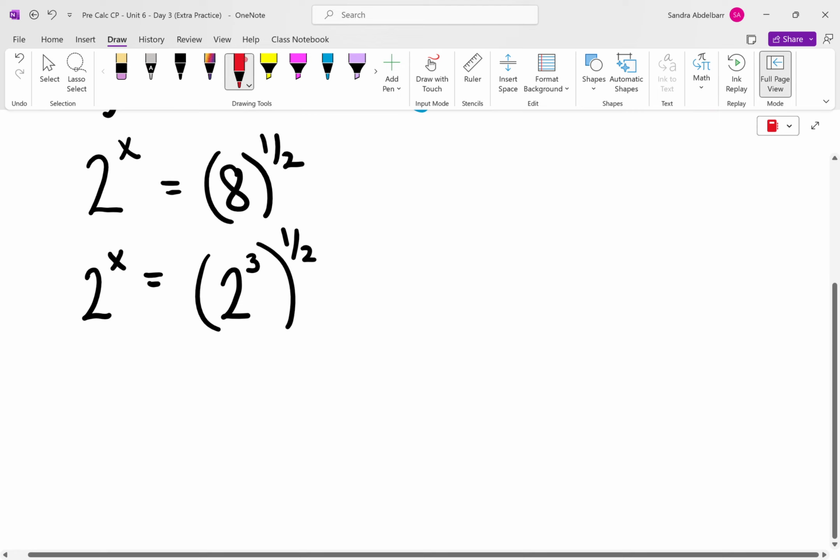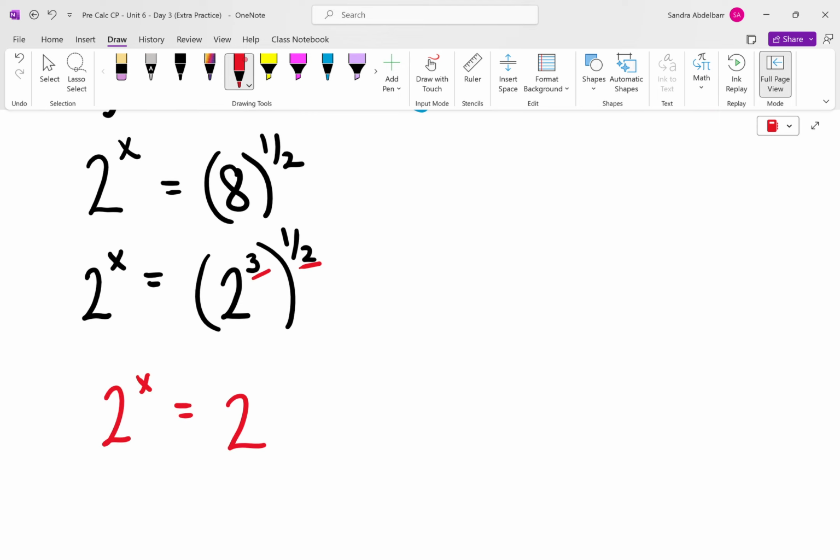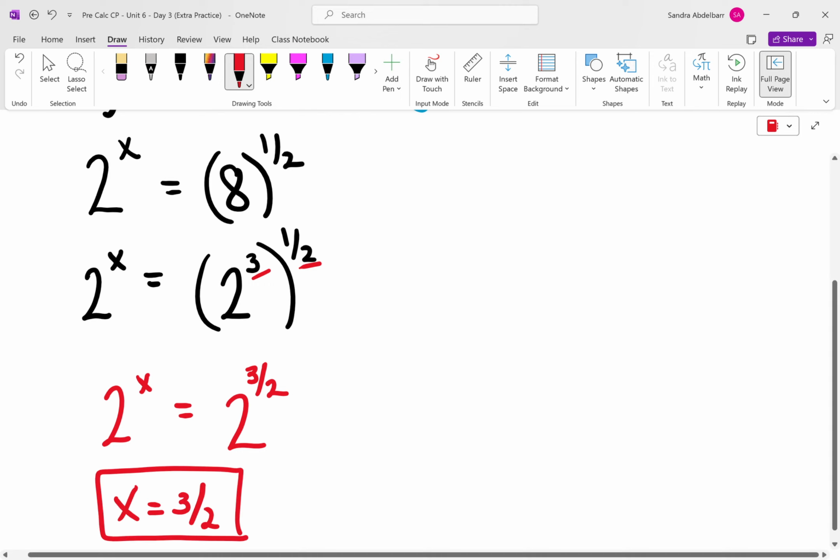So now when we have a power to a power, what do we do? We multiply. So we have 2 raised to the 3/2 power. Because they both have the same base, can I just say x equals 3/2? That's it.